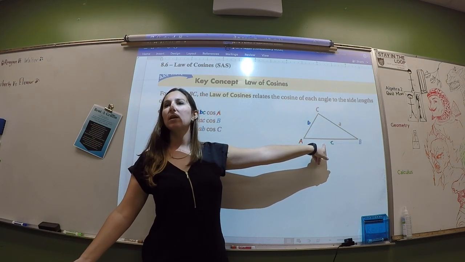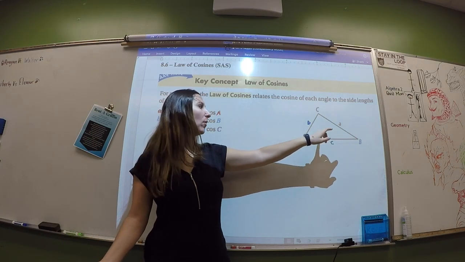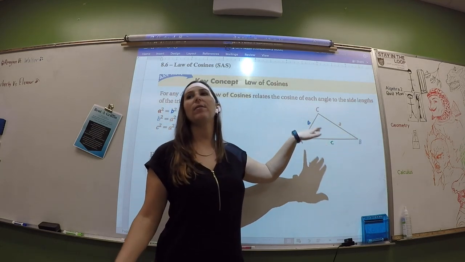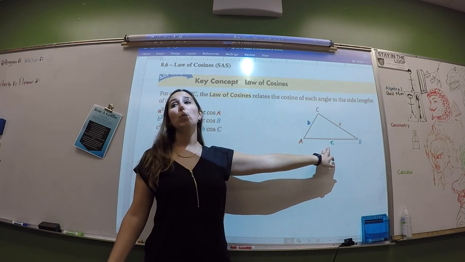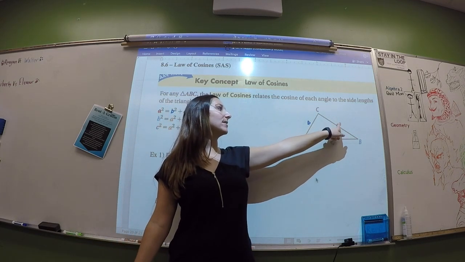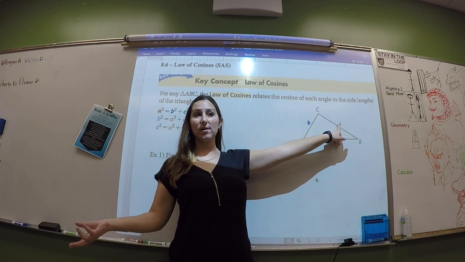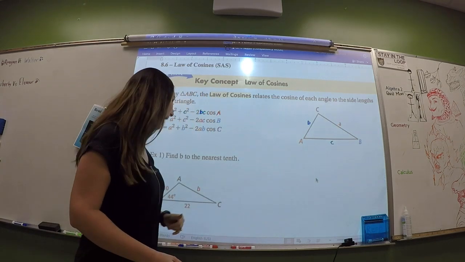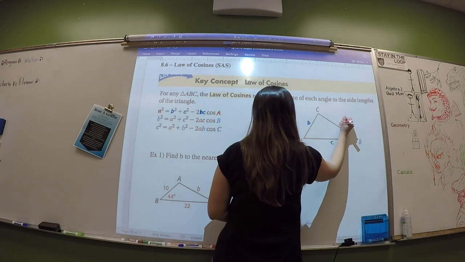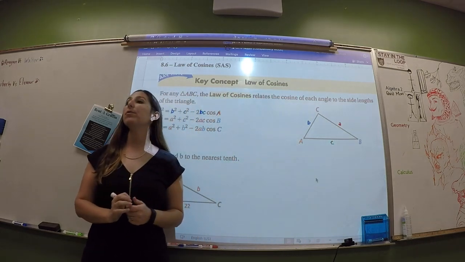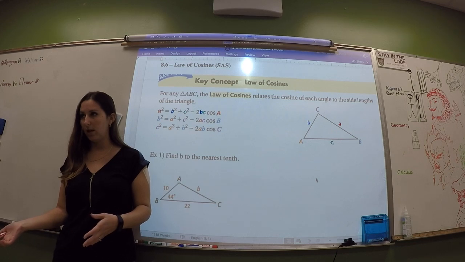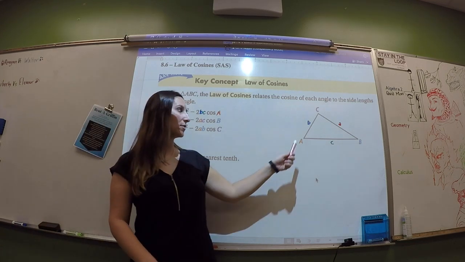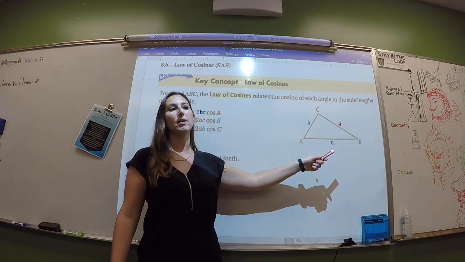SAS. We can't use the law of sines because we don't have another angle, like we don't have an angle across from the side. So if we have a side angle side, we can use that to find this side. Or if we have 3 sides and no angles, we can use the law of cosines to find an angle. Any angle, as long as we have 3 sides, we can use the law of cosines to find a particular angle.